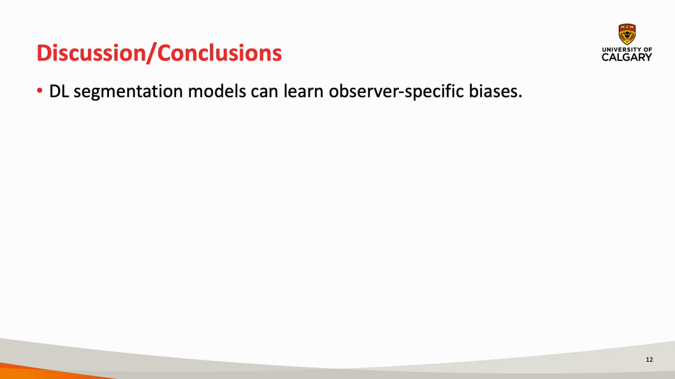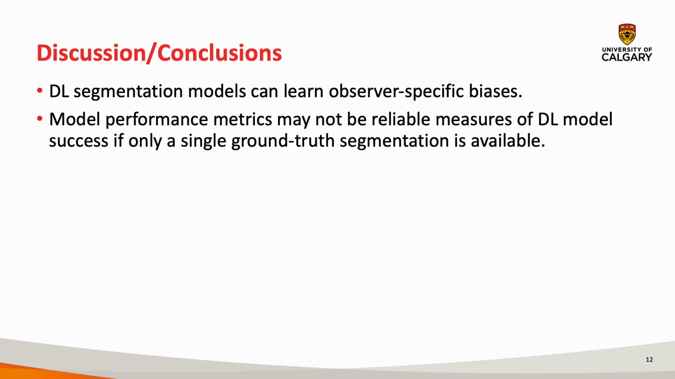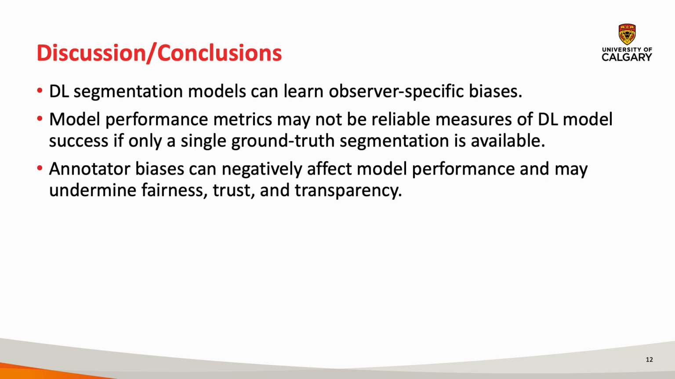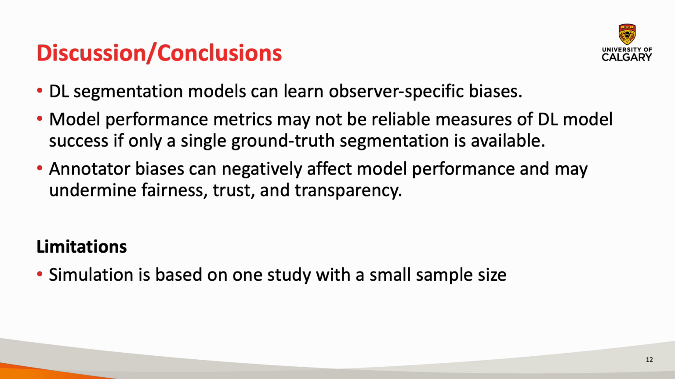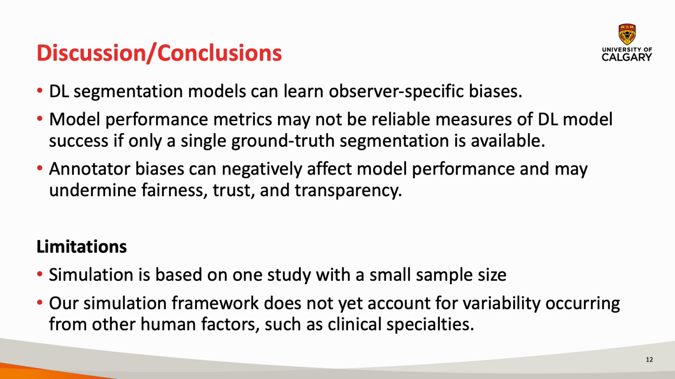So in conclusion, the models are learning these observer-specific biases, and these metrics may not be reliable measures if we only have a single ground truth segmentation available. These annotator biases may negatively affect the model performance and therefore undermine the fairness, trust, and transparency of the models. Our study does have some limitations, so our simulation is only based off of one study. As well, our simulation framework does not yet account for variability occurring from other human factors, for example, clinical specialties.